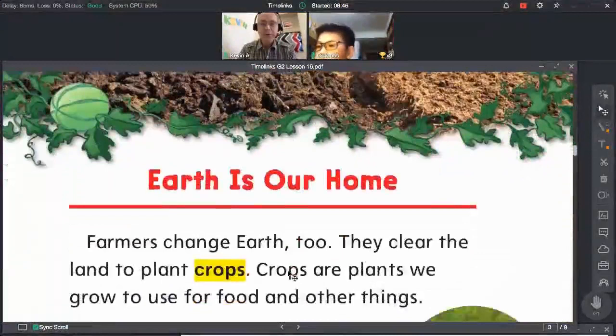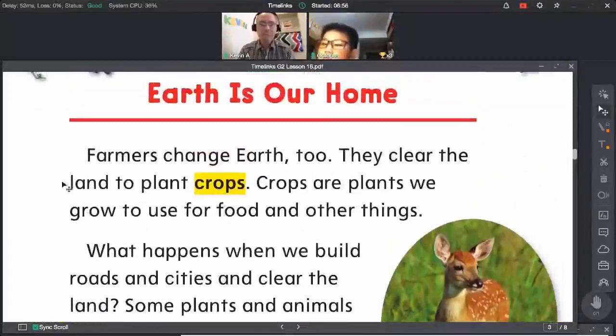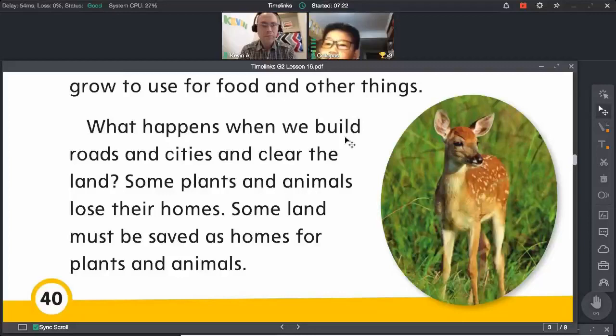So, would you like to read this part here? These two? Okay. Well, I'll move it for you. Both paragraphs. I'll move it as you read, okay? Farmers change Earth too. They clear the land to plant crops. Crops are plants we grow to use for food and other things. What happens when we build roads and cities and clear the land? Some plants and animals lose their homes. Some lands must be kept safe as homes for plants and animals. Octopus, your reading is so clear. It's very, very nice to listen to.